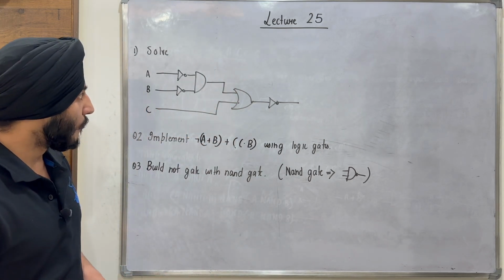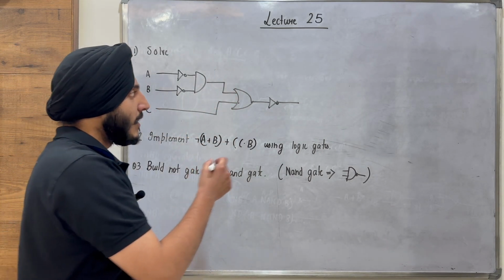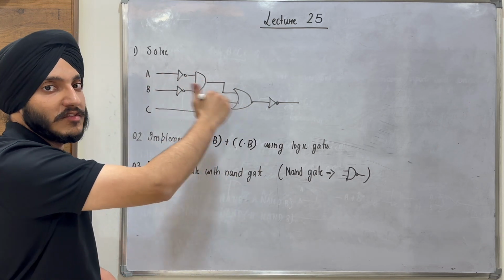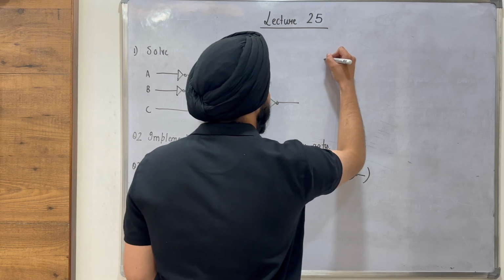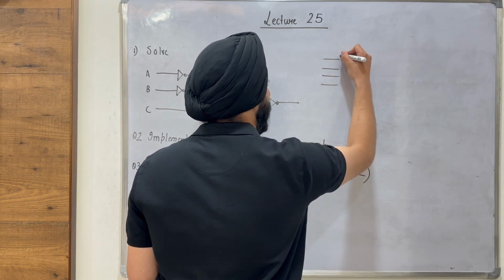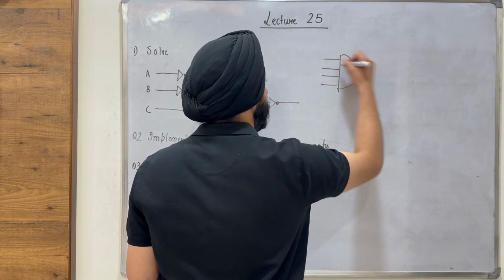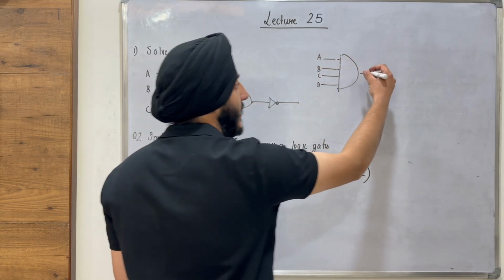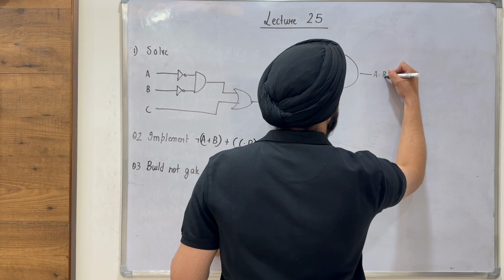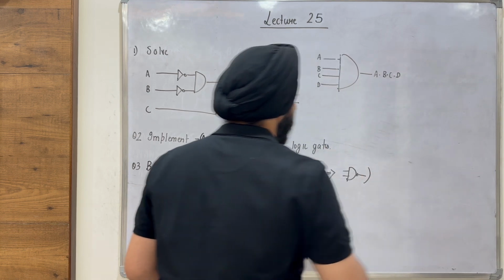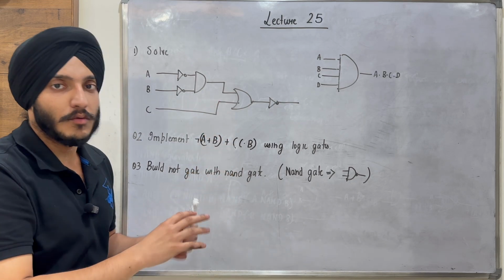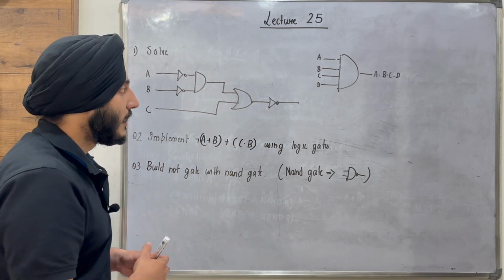Okay. One more point is that it is okay if you input multiple values into the same gate. So for example, I can input 4 values into the same gate. Let's say I have A, B, C, D. Inputting them into the AND gate together, I get A dot B dot C dot D, right? So there's no restriction that you can only input 2 values into it. You can input as many as you want, right?